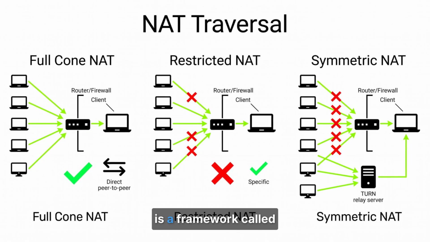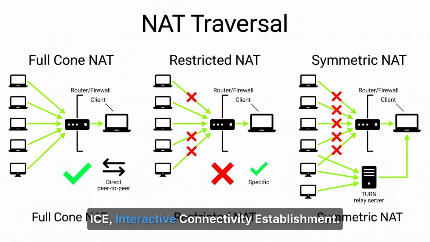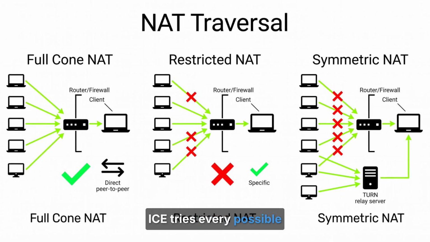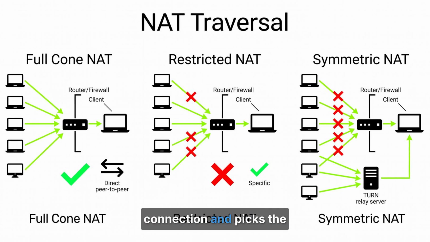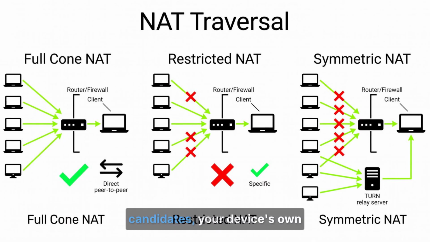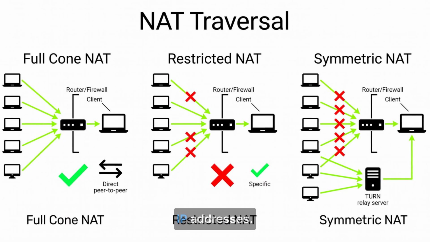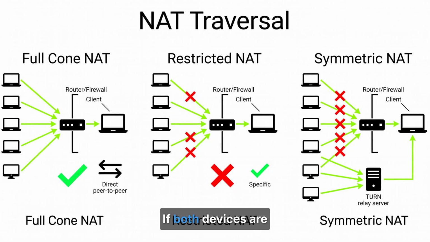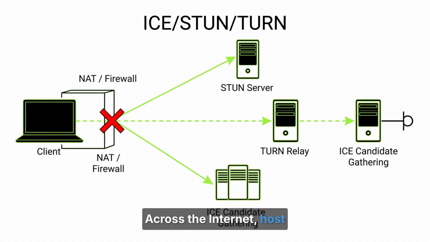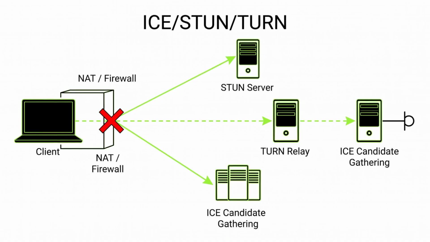WebRTC's solution is a framework called ICE, Interactive Connectivity Establishment. ICE tries every possible way to establish a connection and picks the best one. First, it tries host candidates, your device's own IP addresses. If both devices are on the same local network, this just works. Across the internet, host candidates almost always fail.